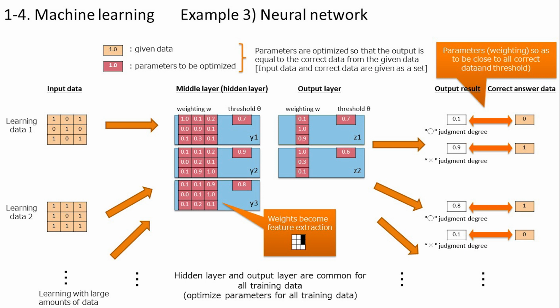Since many patterns are given to the learning data and the correct answer data, the parameters are optimized so that all patterns are close to the correct answer. In other words, AI learns by optimizing this weighting and threshold. Features are captured where the weight in the intermediate layer is high, and the weight of features that match the judgment of Maru or Cross is high in the output layer. By learning in this way, it becomes possible to recognize and judge images.